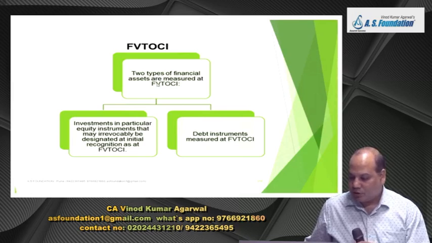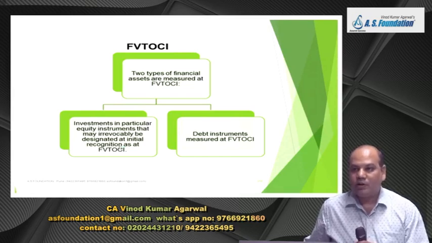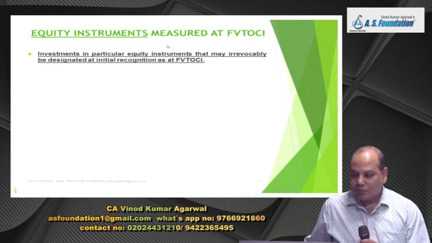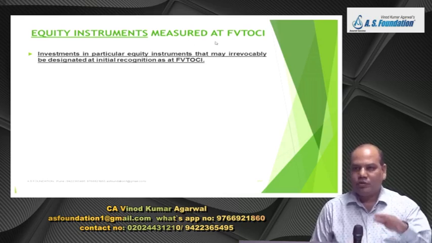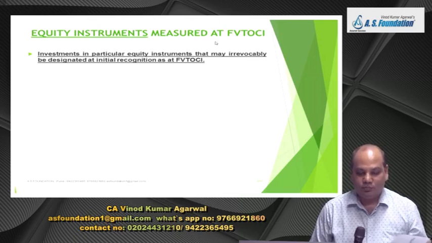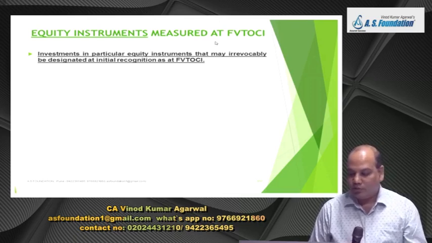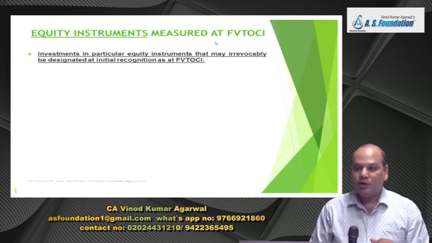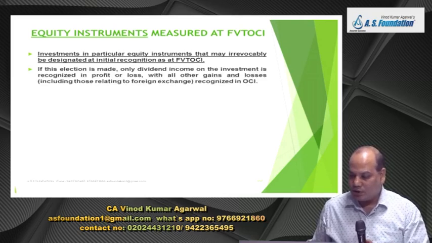So the summary of our discussion till now: two types of financial assets are measured at FVT OCI. One is equity, which is designated by the management under this category, and second is debt instrument, which meets the two conditions. Accounting of equity instruments which are measured at FVT OCI is the same as FVTPL instruments, but this time the difference will be transferred to OCI. Investment in a particular equity instrument may irrevocably be designated at initial recognition as at FVT OCI.